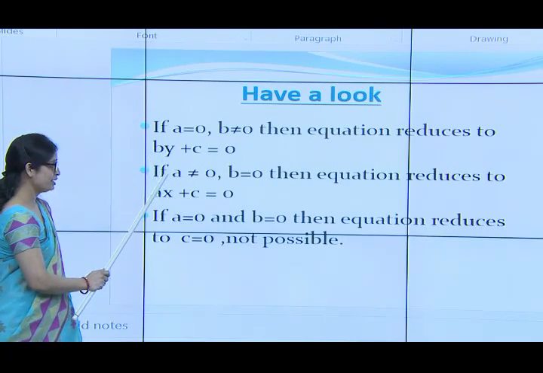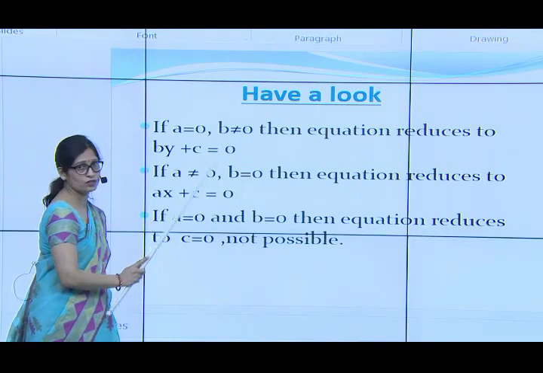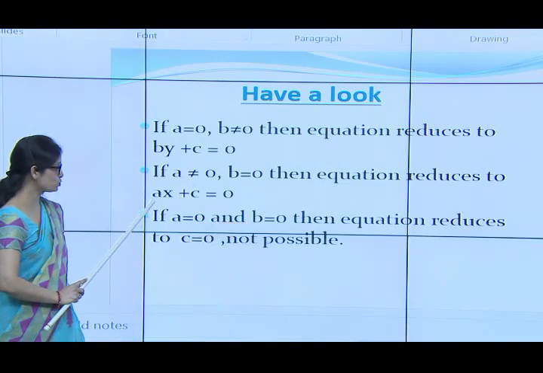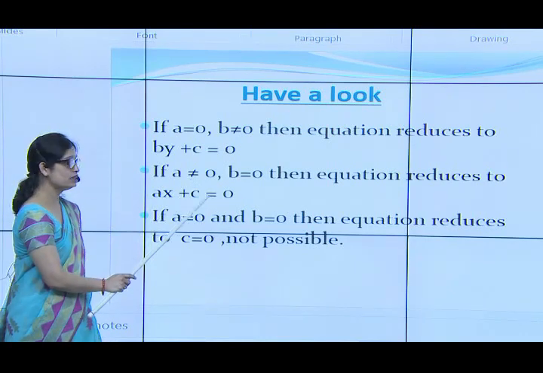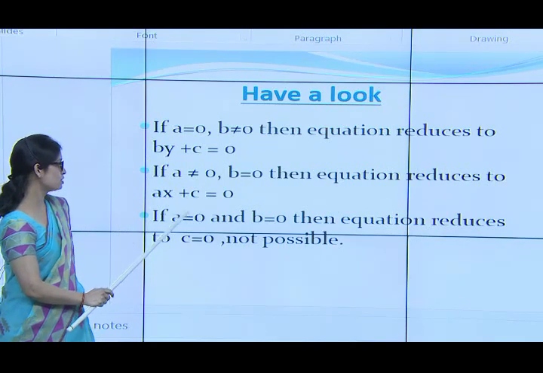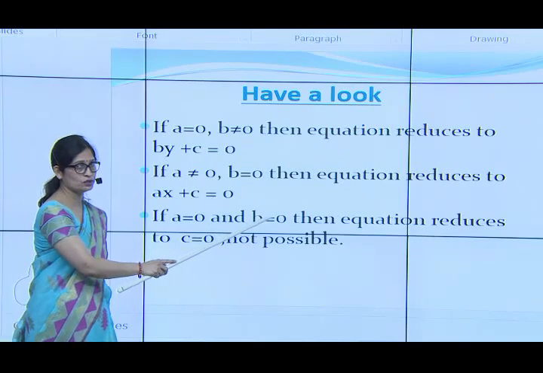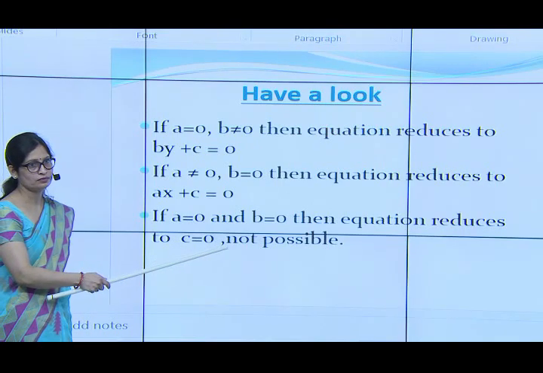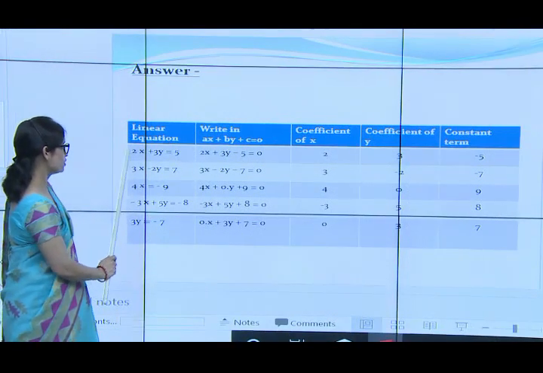Now second, if a is not equal to 0 and b is equal to 0, then again the equation in two variables reduces to ax plus c is equal to 0. That is a linear equation in one variable x only. And what happens if a is equal to 0 and b is equal to 0? If both are equal to 0, then the equation reduces to c is equal to 0. That is not possible.